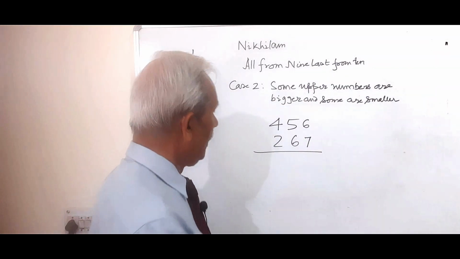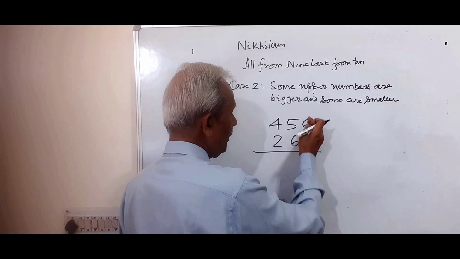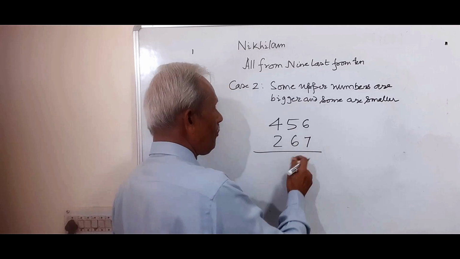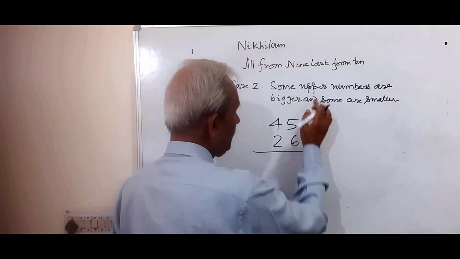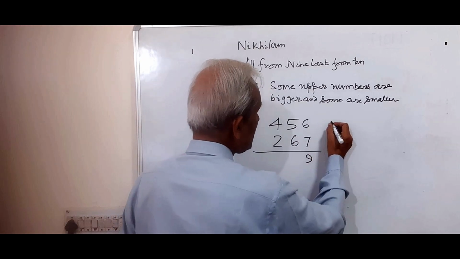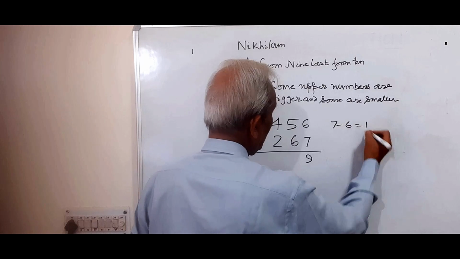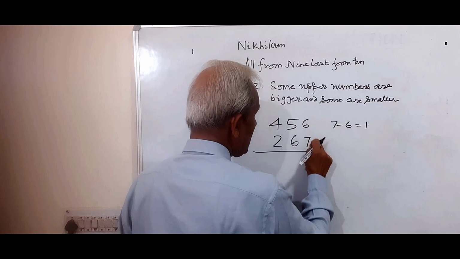That's all. Here, the upper number is smaller, we're in complement. 7 minus 6 is 1, 10 minus 1 is 9. Because we cannot reduce 7 from 6.